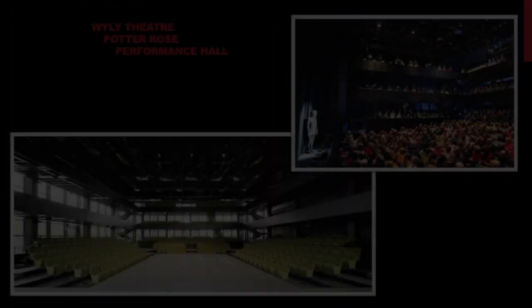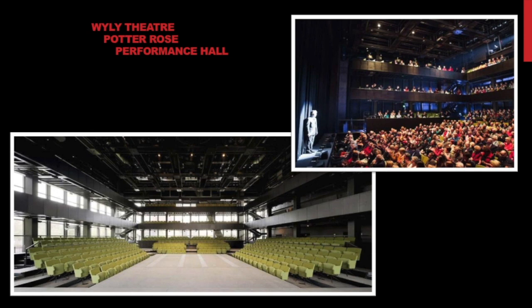Next, we're moving on to the main space. This is the Potter Rose Performance Hall inside the Wiley Theater. This venue is best known for being a flexible space. It can be a proscenium, it can be a thrust, it can be a completely flat floor because the seating moves, the balcony moves, everything moves around. You'll learn a lot more about this venue in a later Backstage Spotlight.